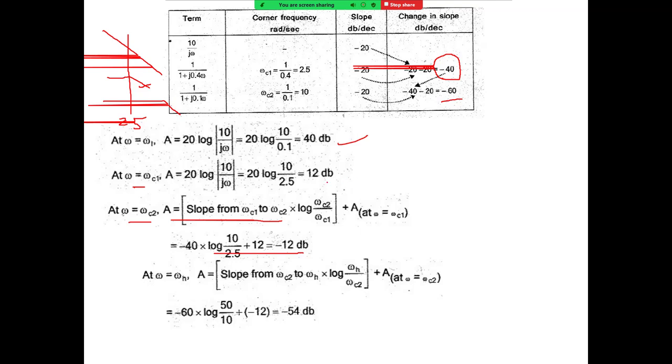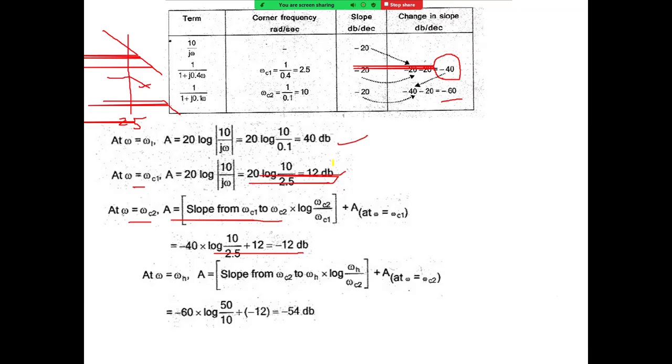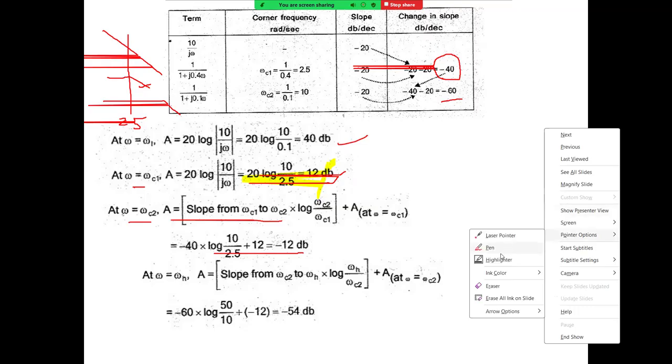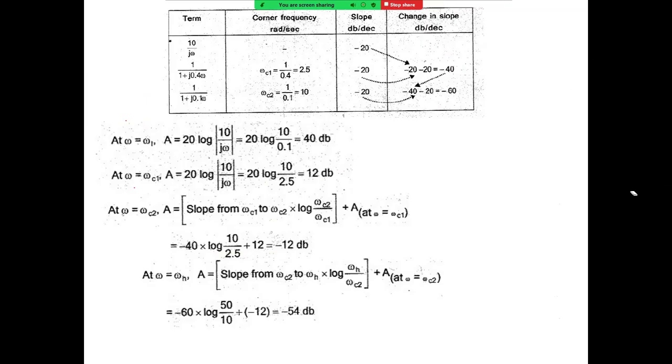So 40 at omega L plus 12 at omega C1. Omega L, omega C1, omega C2, and omega H. Clear? So for first omega L and omega C1, always we are calculating magnitude for the first term only. For example, if I am having the derivative term 10s, then I can take only 10 into j omega. For that value, we are going to calculate it.